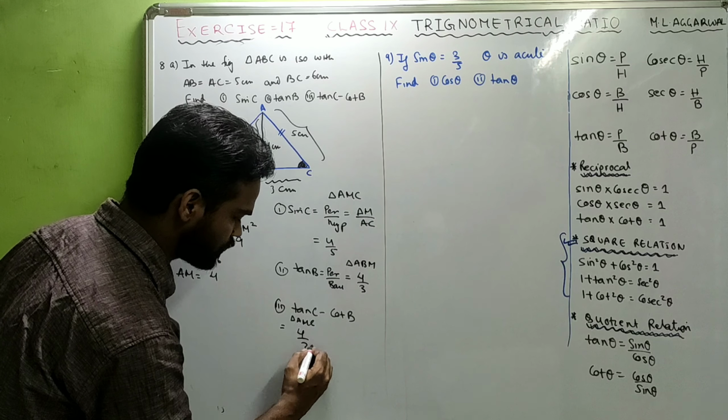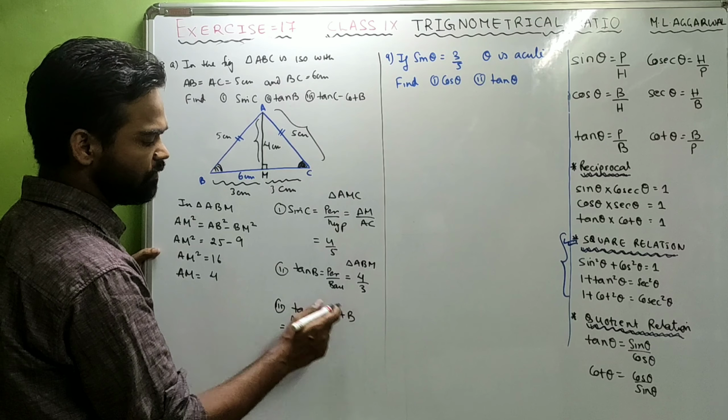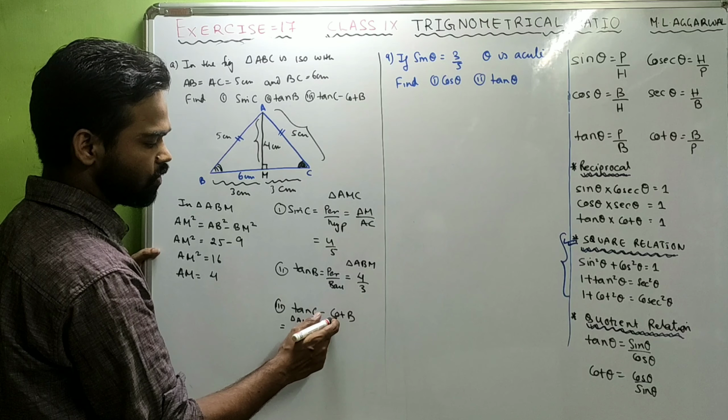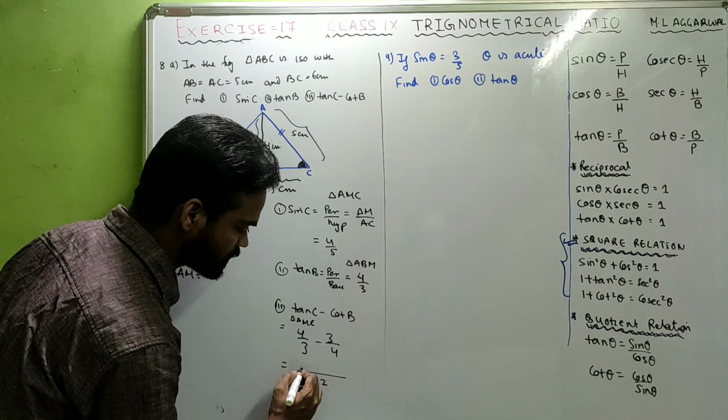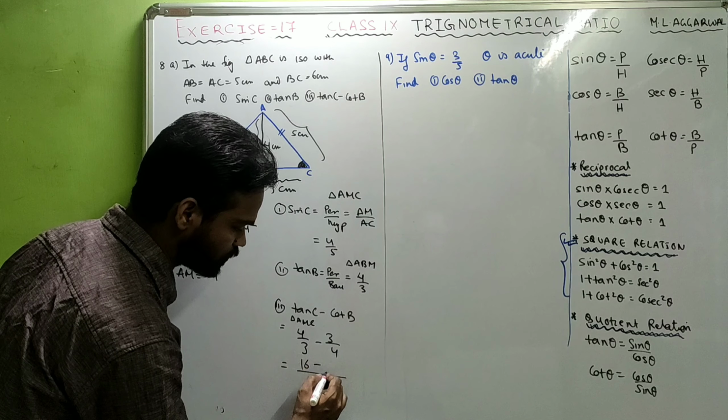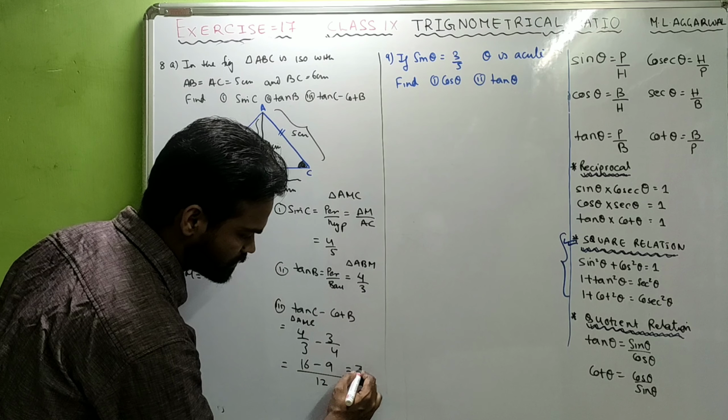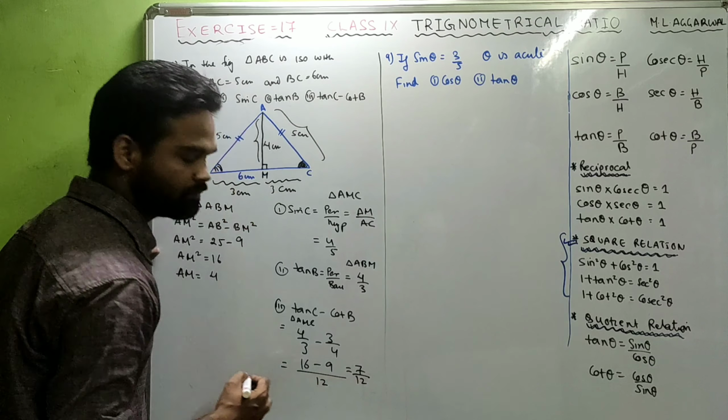That's 4 by 3 minus cot B. Cot B we know, tan B is 4 by 3. So cot B will be 3 by 4. Am I clear or not? That is 12 is the LCM, 3 4s are 16, minus 4 3s are 9. That's 7 by 12. Done.